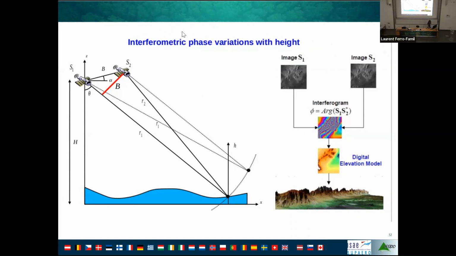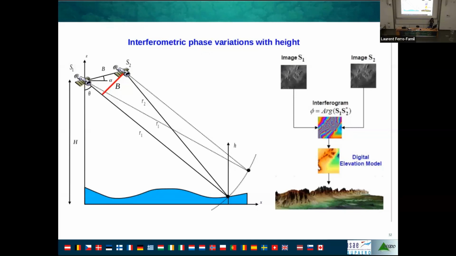In practice, you take one SAR image and a second SAR image, you co-register them, and you make an interferogram. For this interferogram, you know that the phase is dependent on the height, and from this phase, you can guess the height.